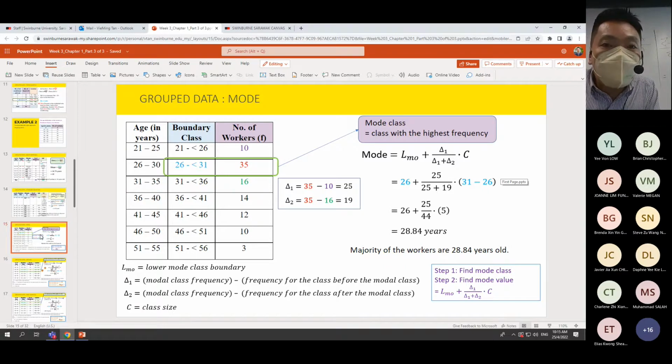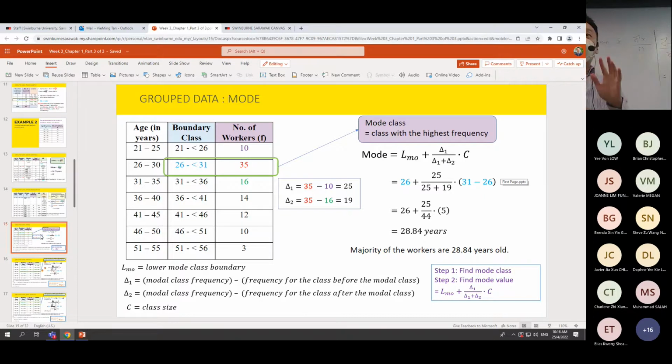It's within 26, but less than 31. Then what is the exact mod value? If that's the case, we need to use a formula. We need to apply the formula in order to calculate the exact mod value now. We know that it's within 26 but less than 31, but what is the mod value now? Okay, then we have to apply the formula.